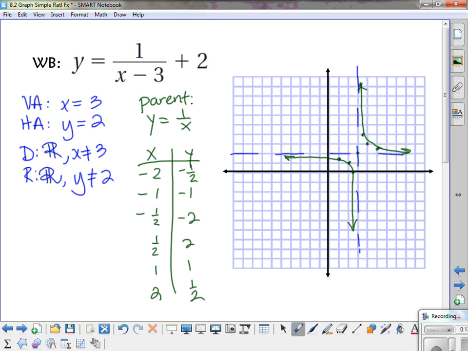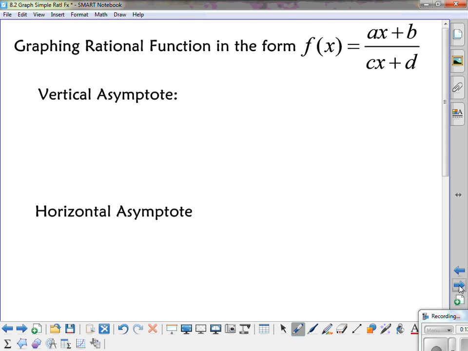Okay. One more form I'm going to show you today, and that is if it's in the form ax plus b over cx plus d. So this one's not in our HK form. It's not easy to tell where it's being translated. But we still can figure out the asymptotes. And then we'll just make tables using the actual equation.